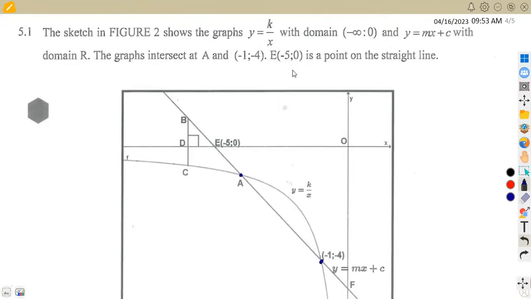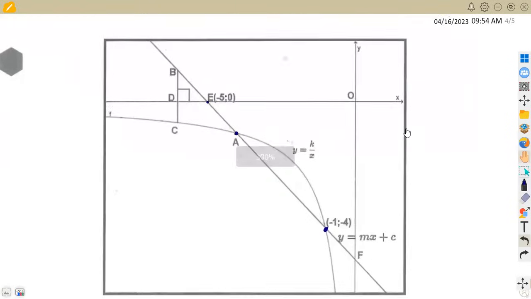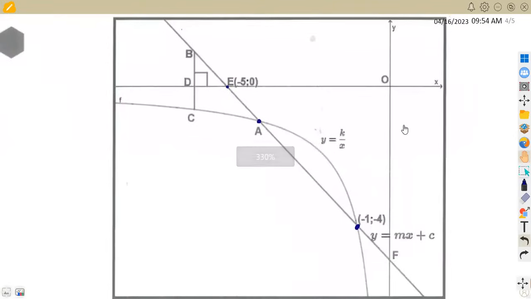E -5, 0 is a point on the straight line. This one, -5, 0, means that it is our x-intercept. As you can see, this is our x-axis and this is your y-axis. So we know that on the x-axis, y is equal to 0, so that is our x-intercept in this case. On the y-axis, we know that x is equal to 0. So in this case, we have two functions: the function k over x and a straight line.